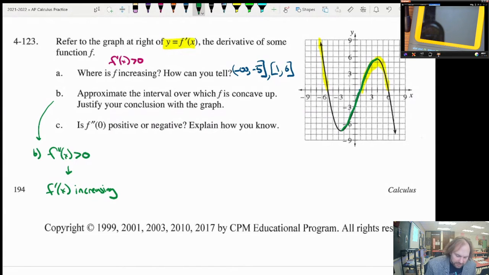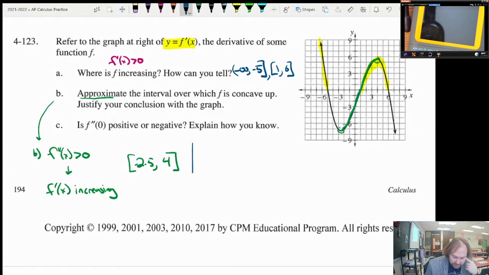And I believe they said approximate because it's kind of tough to tell exactly where these points are. I'm going to guess about negative 2.5 to, I think, 4. I think that's a pretty good guess for question B. That's the x values on which the derivative is increasing, so therefore the second derivative is positive and the original function is concave up.